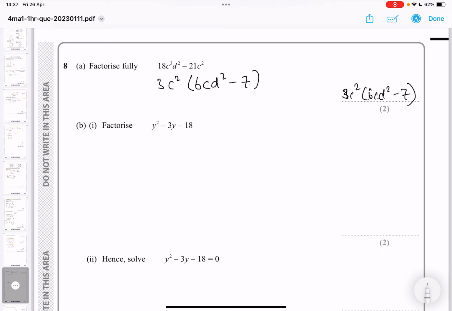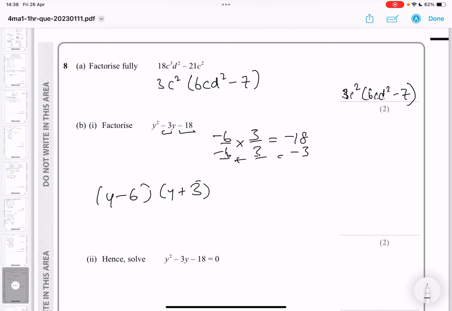Okay, next question. Factorize y squared minus 3y minus 18. So whenever you're factorizing a quadratic, what you need to do is find two numbers that when you multiply give you minus 18, and two numbers that when you add give you minus 3, the coefficient of the y. So that will be minus 6 and 3. Minus 6 times 3 is minus 18, and minus 6 plus 3 is minus 3. Now we just need to put that in brackets. So y minus 6 and y plus 3 is the factorized form.